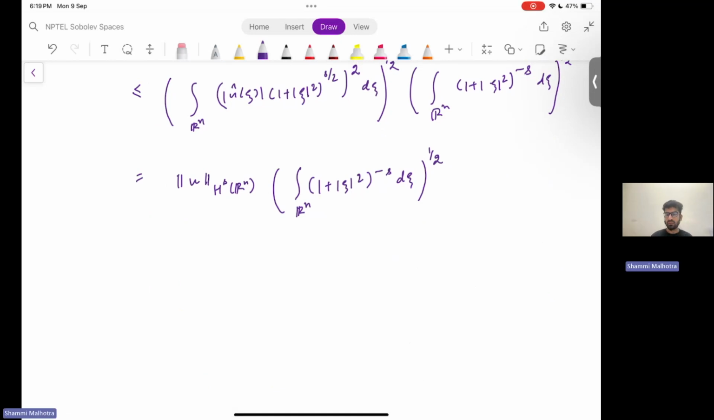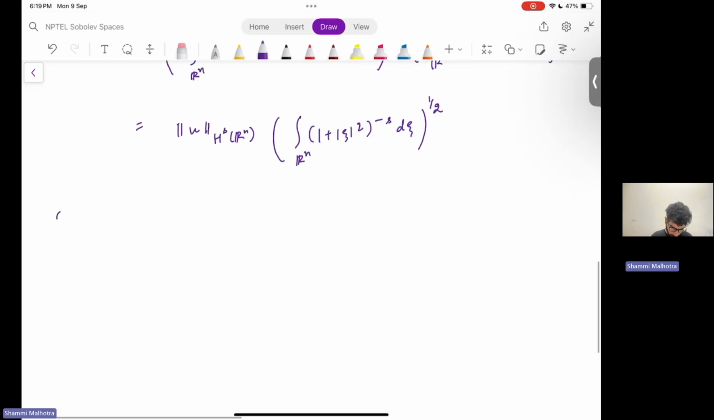So we have this. This thing is more or less what we want, but all we need to show is that the right hand integral has to be finite. So to show that, let us consider the integration over R^n of (1 + |xi|^2)^(-s) d xi.